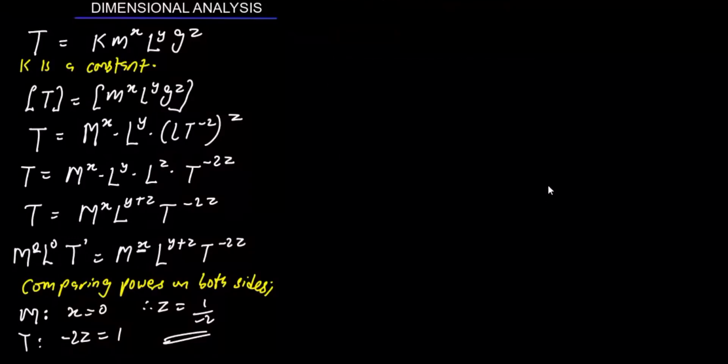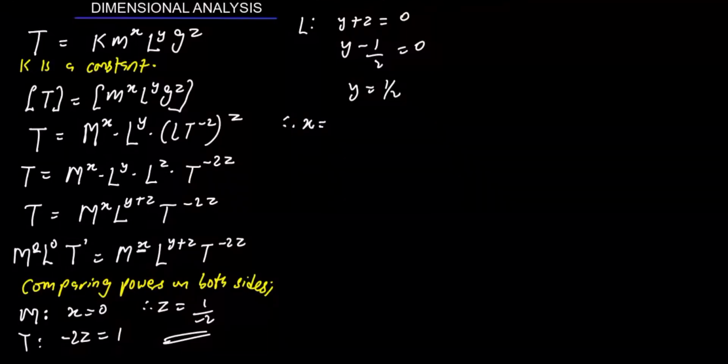Let's compare y. Y is to compare power of L. On the right hand side, I have y plus z, and that's equal to 0. My z is equal to minus 1 over 2, and that's equal to 0. Then y will be equal to 1 over 2. Now, check it out. By dimensional analysis, x is equal to 0, y is equal to 1 over 2, and z is equal to minus 1 over 2.